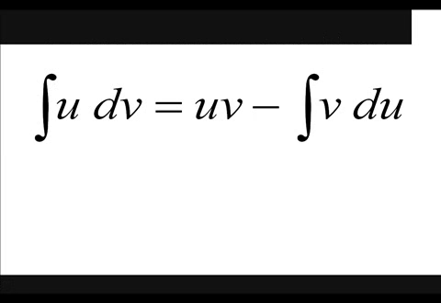Integration by parts uses a little formula. It says the integral of u dv is equal to u times v minus the integral of v du. The key to integration by parts is how you do a setup before you actually try to plug into this formula. So let's look at how that's done.